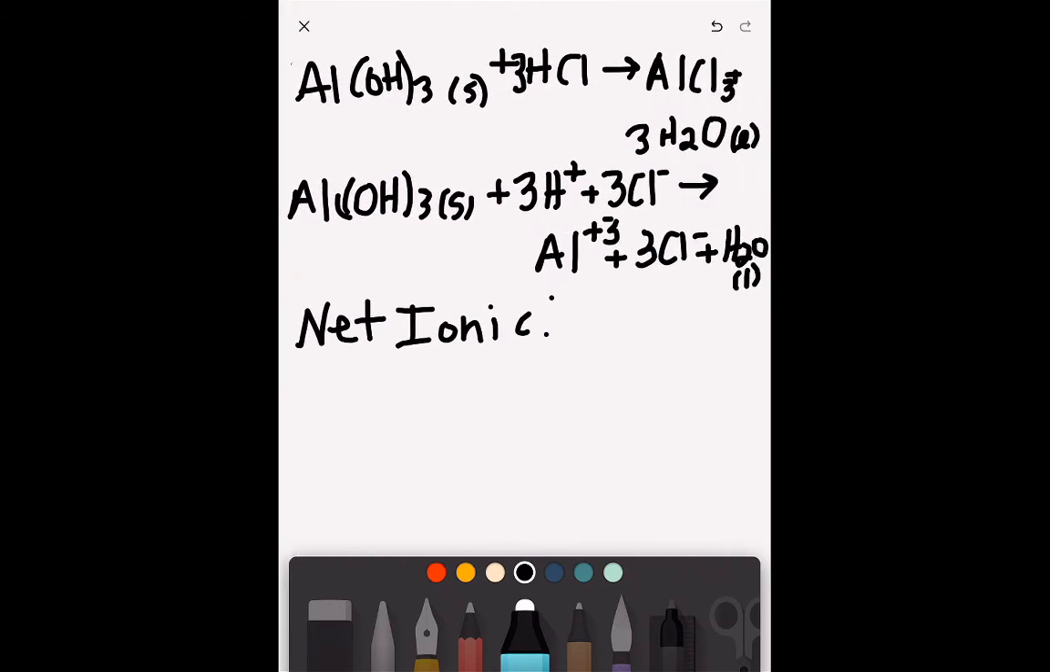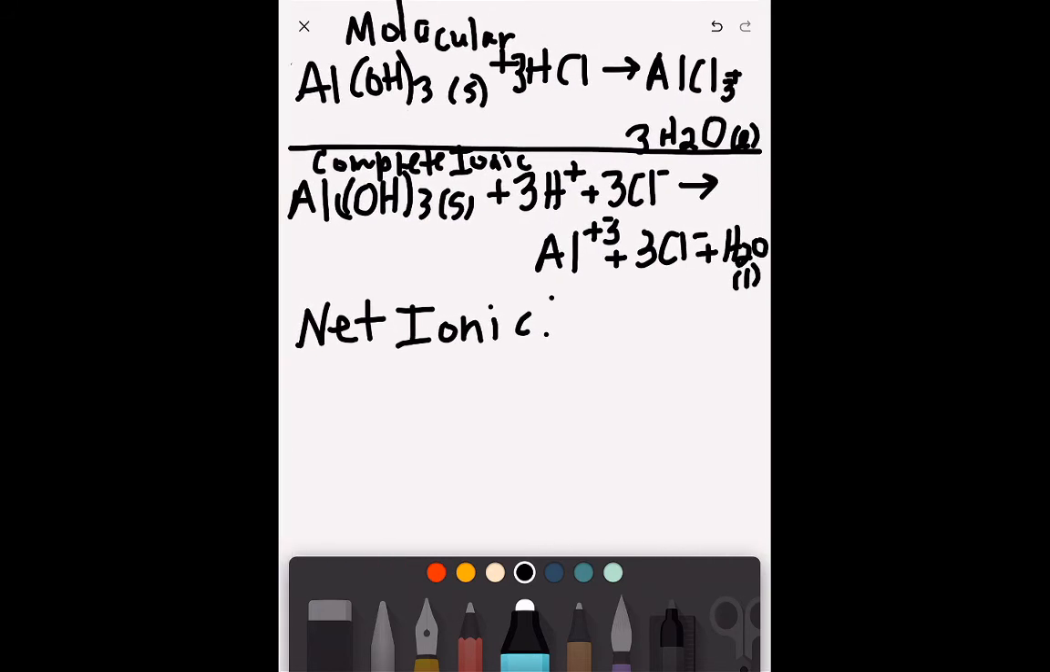So I'm trying to make a line here. This is our molecular. Sorry about that. And then this is our complete ionic. Okay.